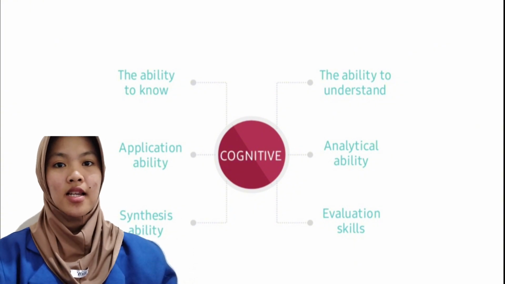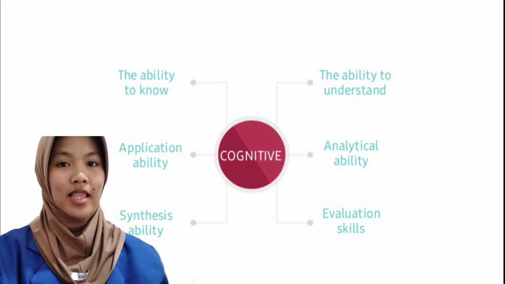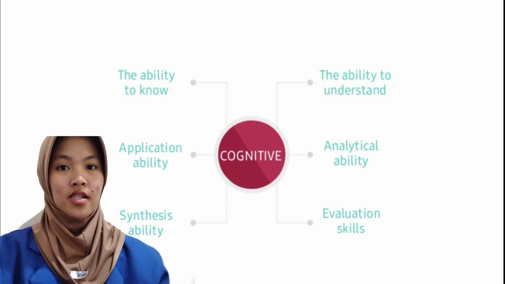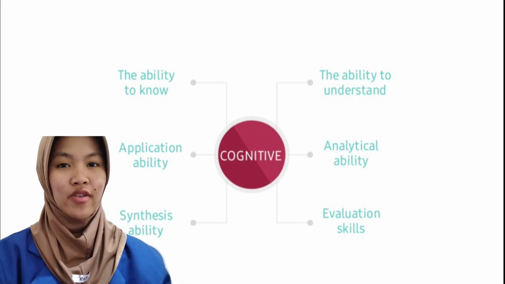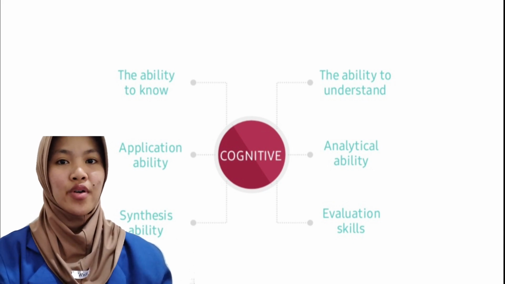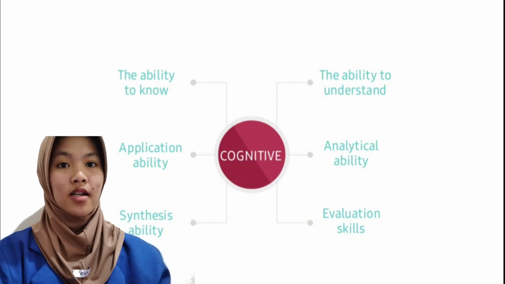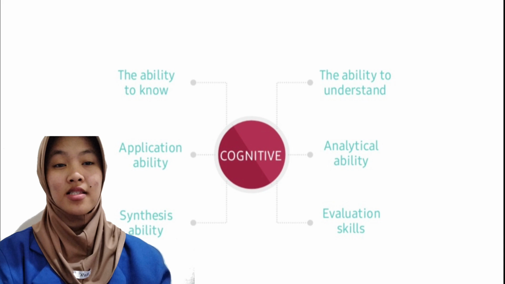The next is analytical ability. Analytical ability is the ability of students to interpret the elements, principles of organization, structure, construction, internal relationships, quality, and reliability of individual components. The operational words used include analyzing, describing, cataloging, comparing, and etc.